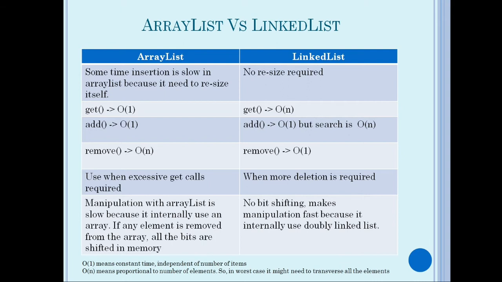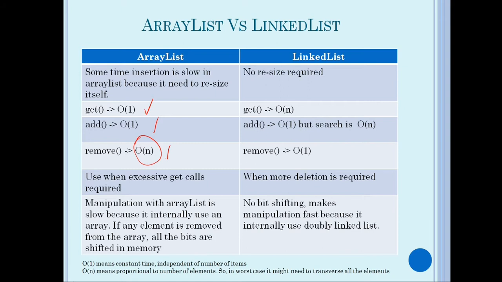So we see the get has big O(1), addition has big O(1), the removal has big O(n). So see here, if you have some criteria where you need to remove so many things, then using an ArrayList is not a good idea.